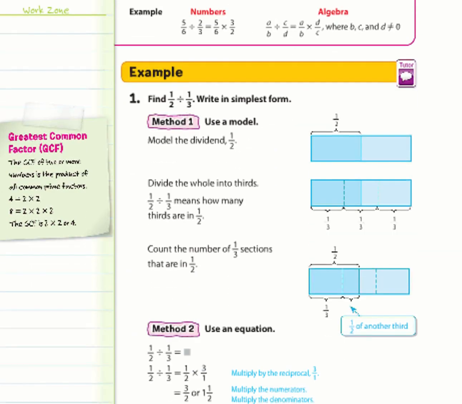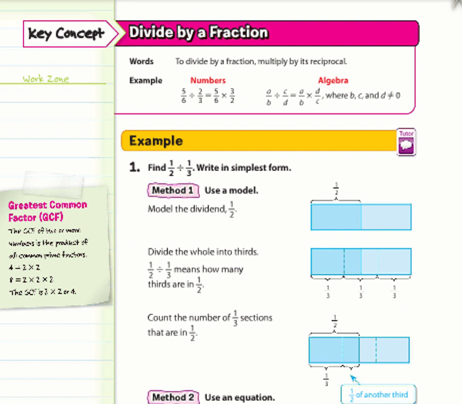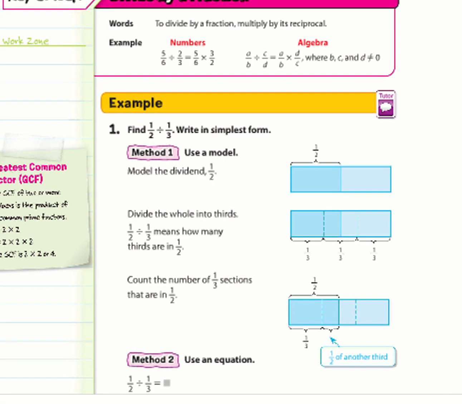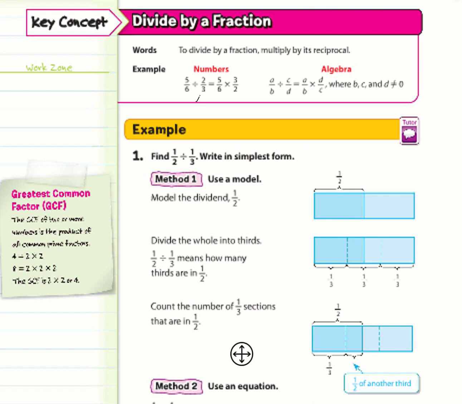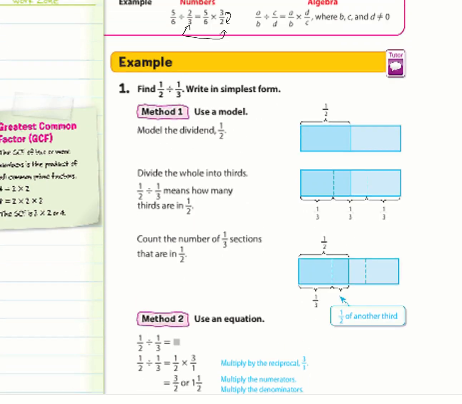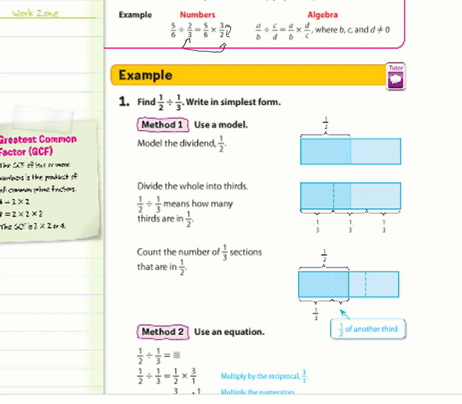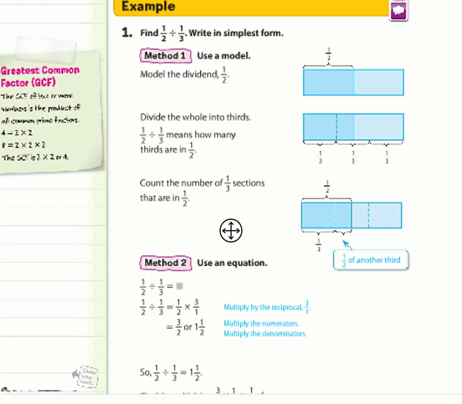Alright, so we're going to move on. This is divide by a fraction. To divide by a fraction, multiply by its reciprocal. So we went over reciprocals in the last few lessons. So just remember, you take the second number here and you flip it. So instead of 2/3, now we have 3/2. And then we change our division sign to a multiplication sign. If you want to do the algebraic way, A over B divided by C over D equals A over B times D over C, where B, C, and D do not equal 0.